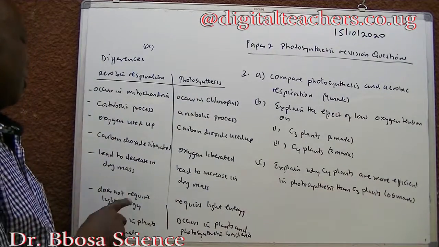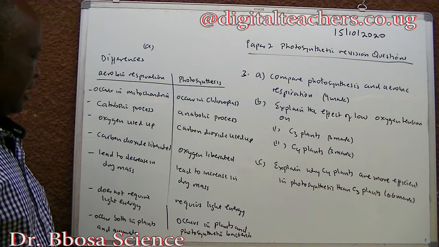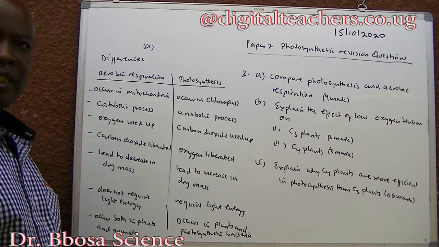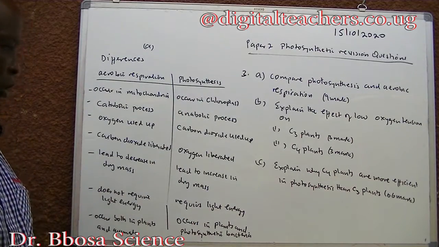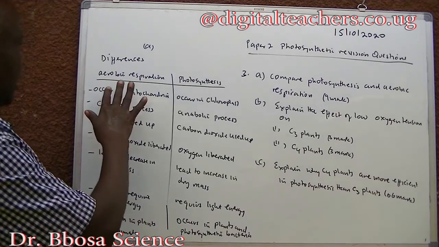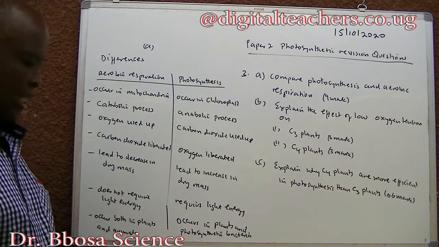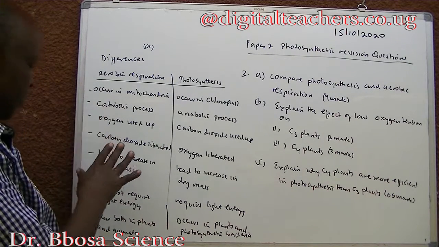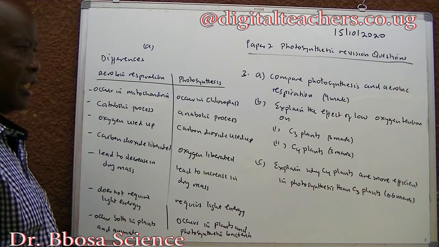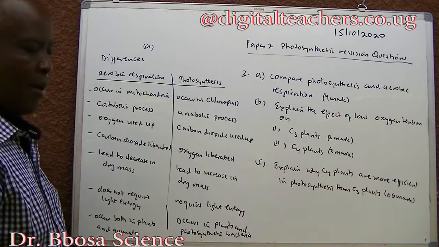In aerobic respiration, carbon dioxide is liberated. In photosynthesis, oxygen is liberated. Aerobic respiration leads to decrease in dry mass. Photosynthesis leads to increase in dry mass because it synthesizes organic matter. Aerobic respiration does not require light. Photosynthesis requires light. Aerobic respiration occurs in both plants and animals. Photosynthesis occurs only in plants and some photosynthetic bacteria.